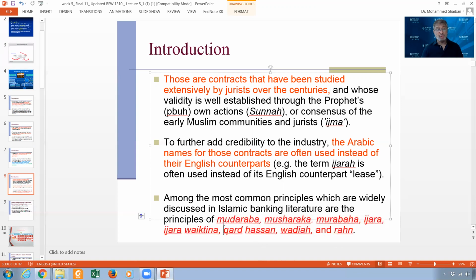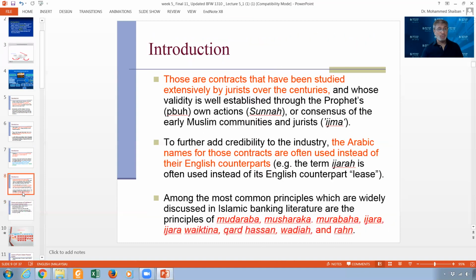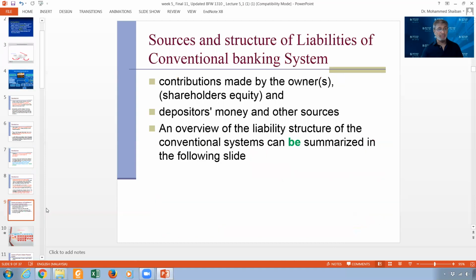Islamic finance has developed so many contracts, which are used in all those Islamic banks around the world. So we have Mudaraba, Musharaka, Murabaha, Ijara, all those names of halal contracts. Now, let me tell you what the sources of Islamic finance are.